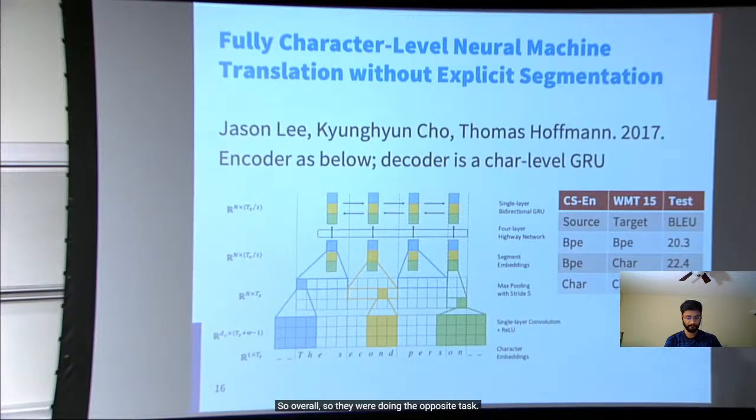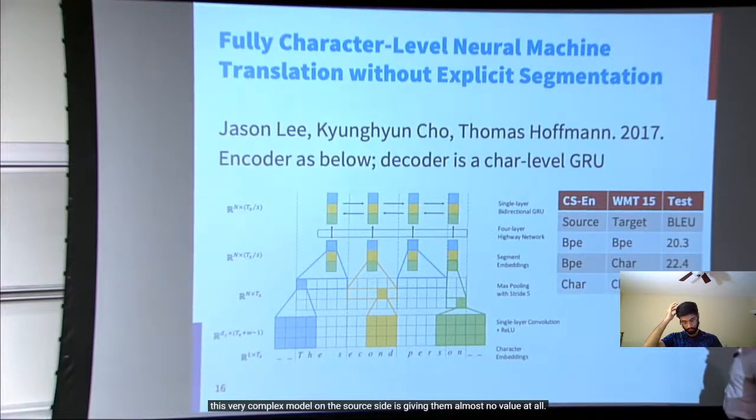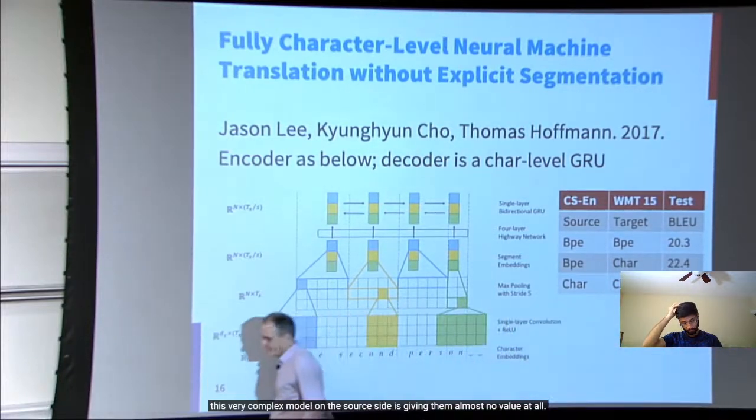So overall, they were doing the opposite task. This is Czech to English. So they're starting to get better scores. But I mean, actually, if you're looking at these different numbers, where I'll explain this system more in a minute, it sort of seems like the place where they get a lot of value is that using the character level decoder gives them a lot of value, where this very complex model on the source side is giving them almost no value at all.